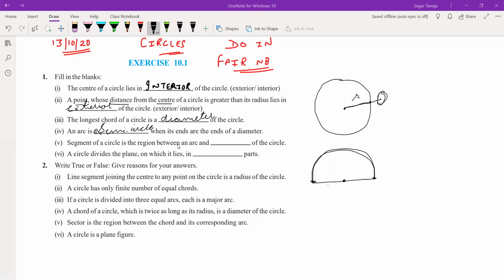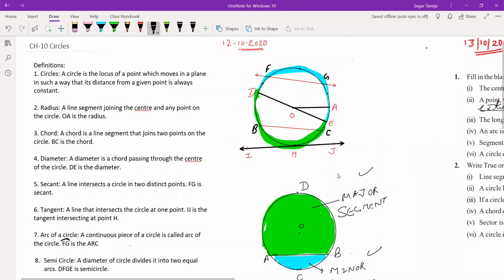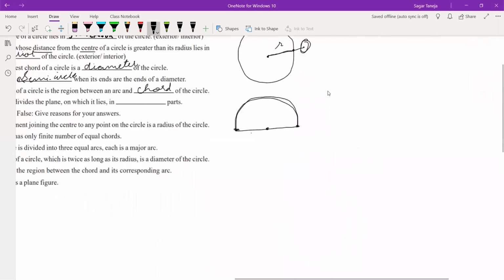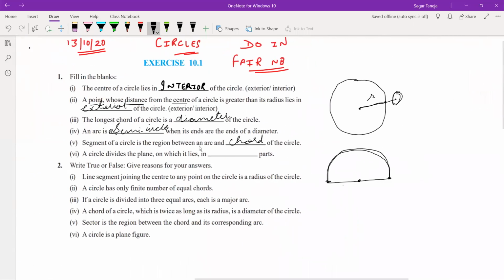Segment of a circle is the region between an arc and dash of the circle. I have told you this yesterday. Segment, what do you mean by segment? It is between an arc and a chord of the circle. See, yesterday we have done this. Between arc and chord, we have a segment. So that's why we have to write here chord. It is the area between arc and chord.